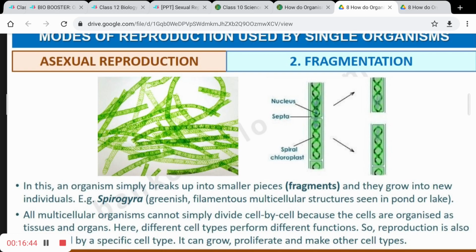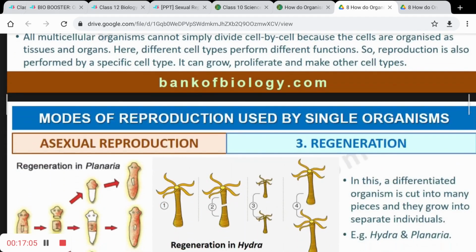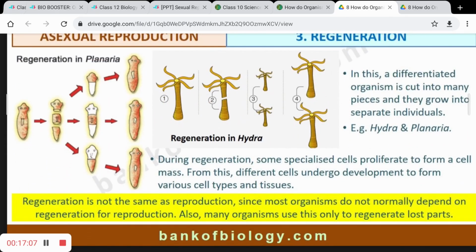Okay? But if it is cut, that is actually regeneration. Cutting is different; when we cut, that is different. Fragment means breaking into bits. It is broken into many small pieces. If those small pieces develop into an entire organism, it is called fragmentation. Example, Spirogyra.